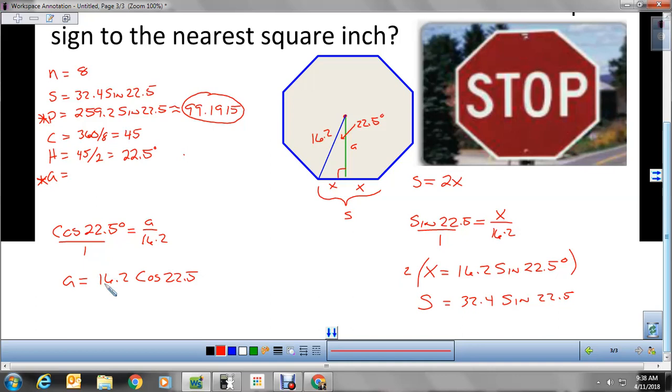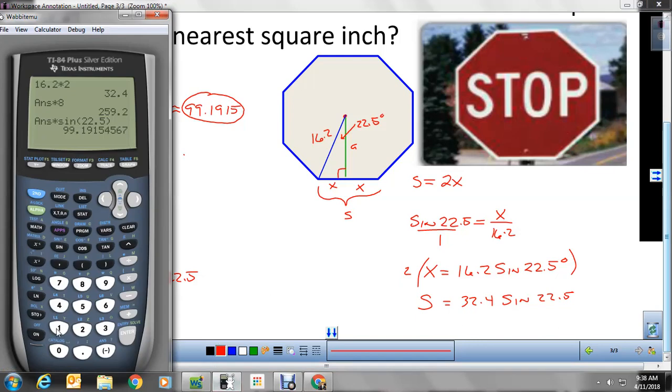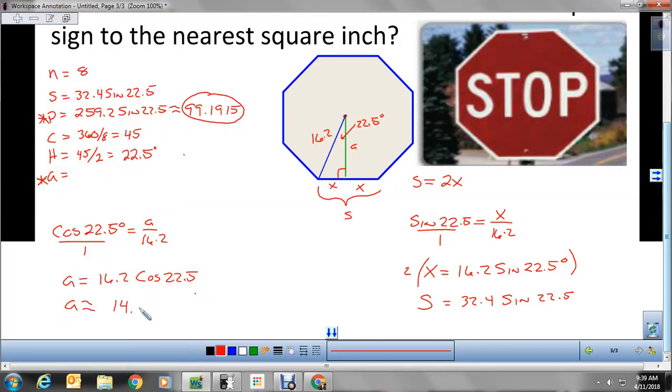So now we'll just write the decimal equivalent here. Okay, and that means we'll take 16.2 cosine 22.5. That gives us 14.9668. So we write 14.9668. So that will be our apothem. We'll write up here 14.9668. And now we calculate the area.